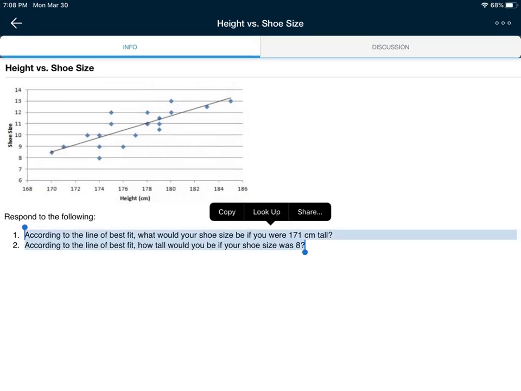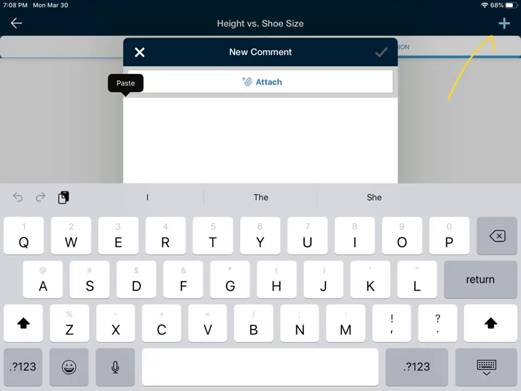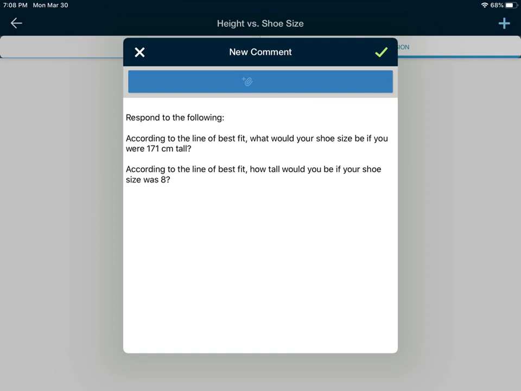Then I suggest you copy the questions so you can paste them in your post. So open up your post and then paste your questions here if you want to. And that way you can put your answers here and here, and you'll remember what the question was. So when you respond, it makes more sense.